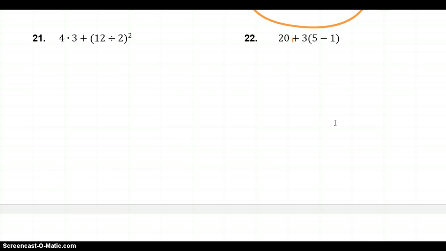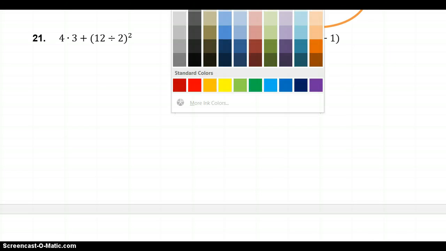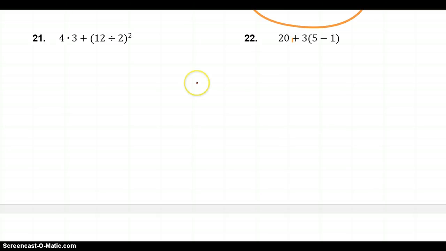All right, numbers 21 and 22, remember these, you must use your order of operations. Once you notice that there's more than one operation in each problem, you have to do them in the correct order. So I have parentheses, exponents, multiply and divide in the order that it appears, and then add and subtract in the order that it appears.